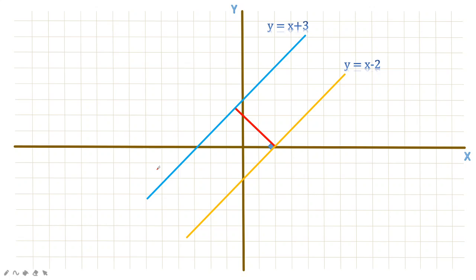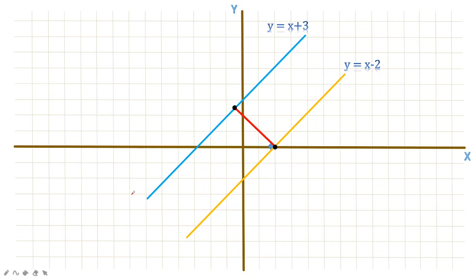Now consider these 2 points. If I know these 2 points, then I can use the distance formula and find the distance. So what we need to find is these 2 points. Do you get it? If we know these 2 points, then we can always find the distance between these two lines.